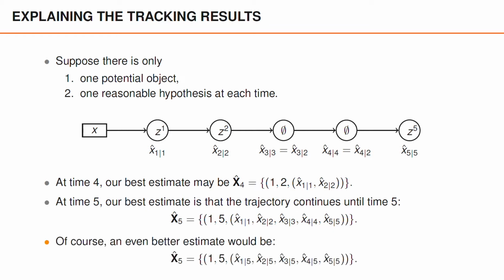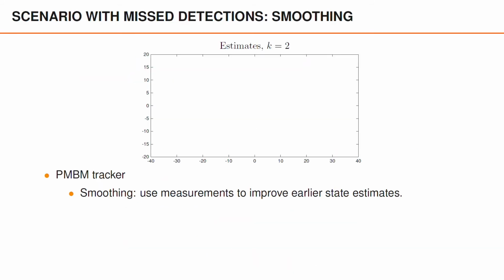If we want, we can of course perform smoothing and use the measurement at time 5 to try to improve the estimates at earlier time steps. This would require additional calculations, but it's not computationally demanding to do for short time intervals. Let us return to our simulation example and check if this type of smoothing makes a difference for that sequence. As before, we detect the first object at time 3 and the second object at time 8.